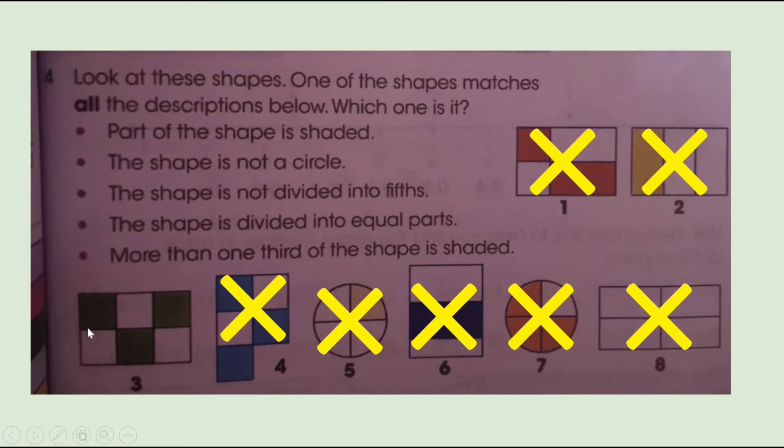Part of the shape is shaded, true. The shape is not a circle. The shape is not divided into 5 parts. 1, 2, 3, 4, 5, 6. It's divided into 6 parts. The shape is divided into equal parts. We have equal parts. More than 1/3 of the shape is shaded. Yeah, so we have 1, 2, 3 parts of the shape shaded, which is more than 1/3 of the shape. All right, now let's come to comparing fractions.